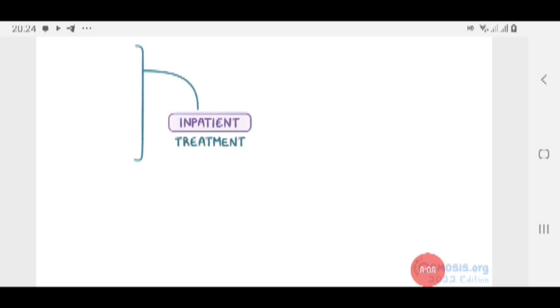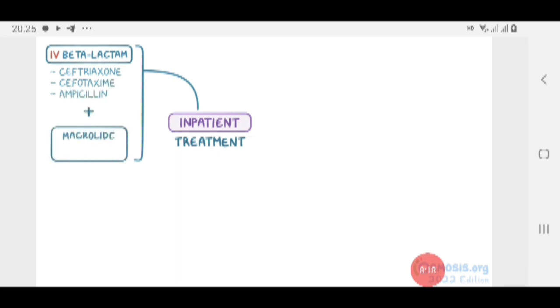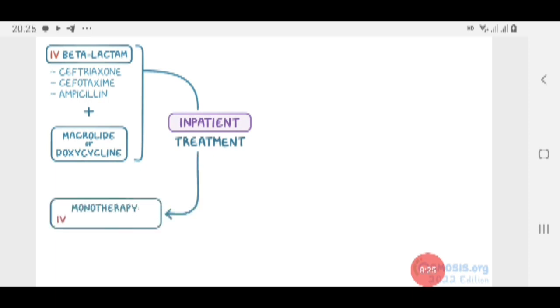If an individual needs to be treated as an inpatient, then one treatment option is with an intravenous beta-lactam, like ceftriaxone, cefotaxime, or ampicillin, along with a macrolide or doxycycline. An alternative treatment approach is monotherapy with an intravenous fluoroquinolone like levofloxacin or moxifloxacin.